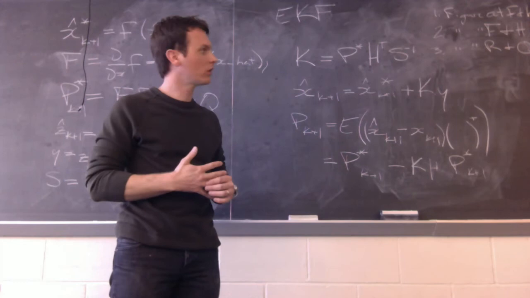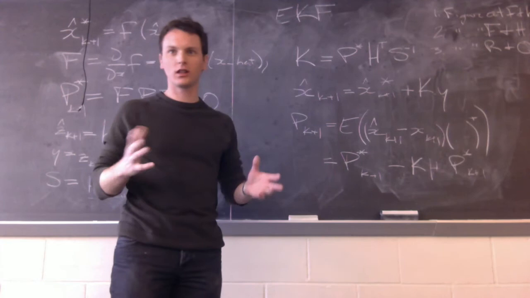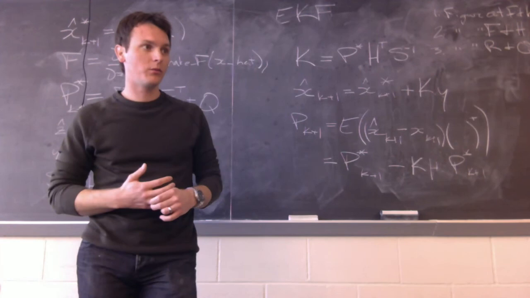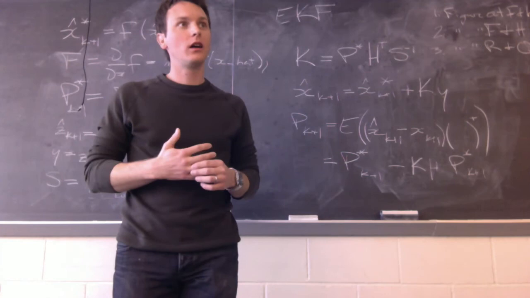But that becomes a bit of an involved process if your state isn't perfectly separable Cartesian things. So Q is actually where you have to sit down and do a lot of pencil and paper work. But that's just going to be necessary for anything in an extended Kalman filter.